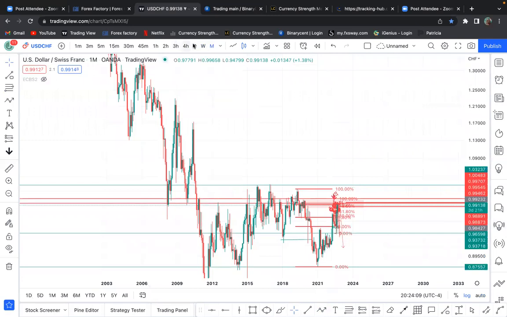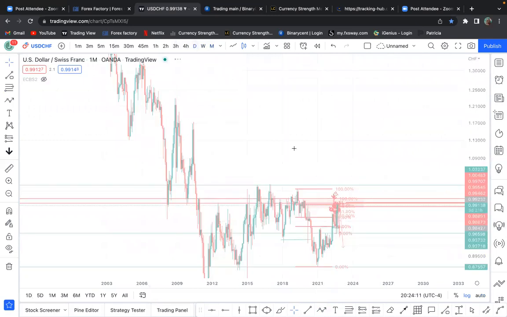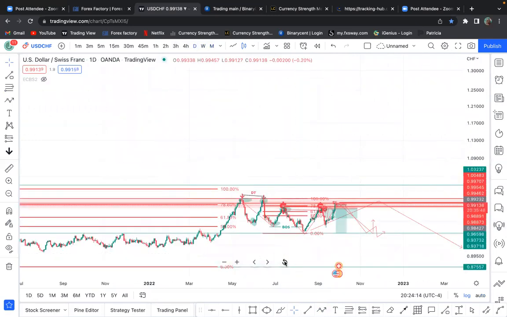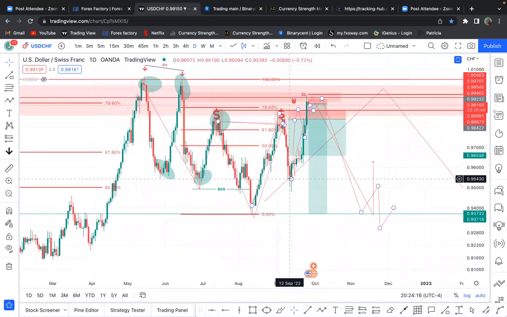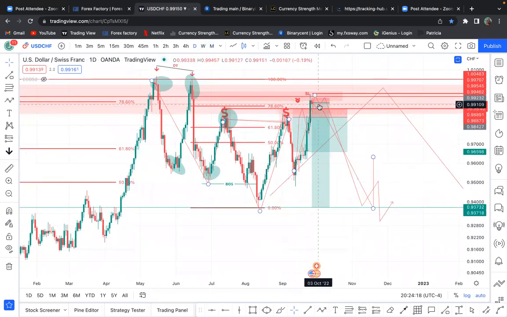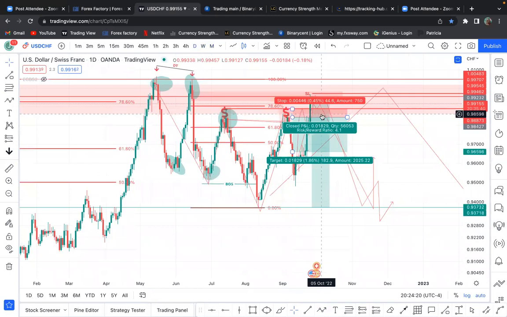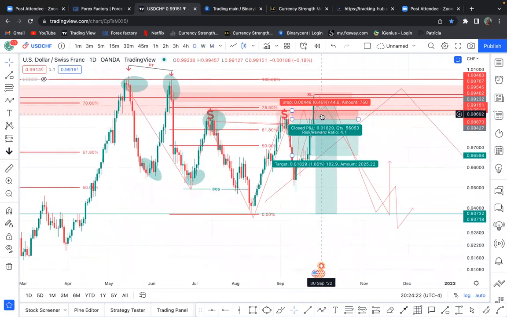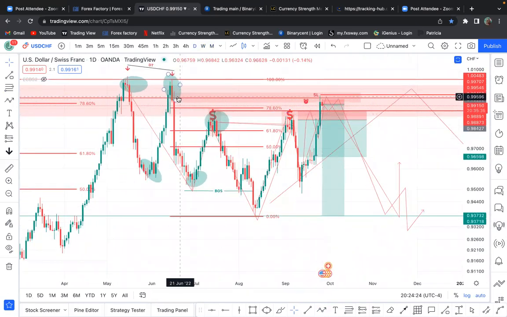So now I'm going to go back to the daily so that I can see. I actually have the trade on right now. So what I did next was I refined the daily order block down to the 4 hour to get my entry. Okay, so now let me take off some of these drawings so you don't get confused.